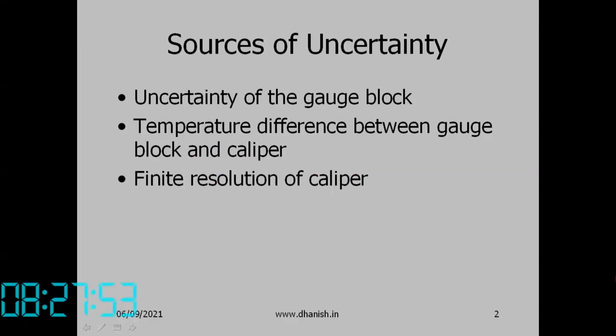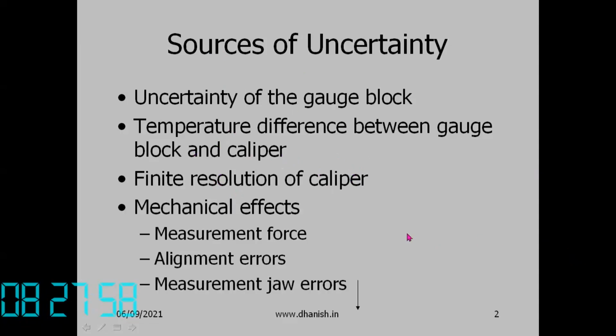Then finite resolution of caliper. So that is one source of uncertainty. Then the mechanical effects. So measurement force, how much force you are applying, alignment errors, and measurement jaw errors. So these are all mechanical effects. So measurement force, what happens? With the Vernier caliper, when you press the jaws against the workpiece, if you apply too much force, the workpiece will get compressed, so there will be some change in dimension because of that measurement force.